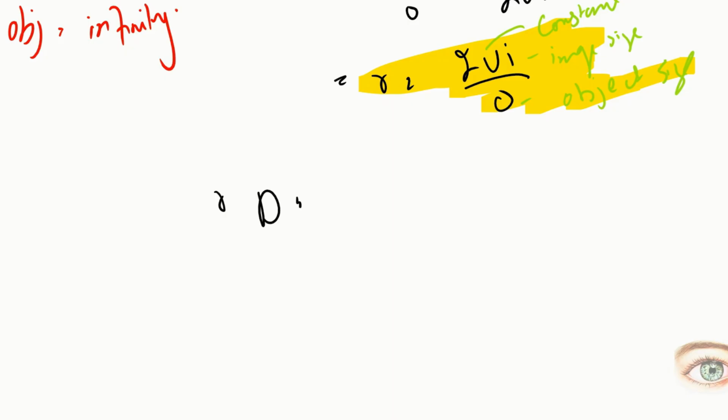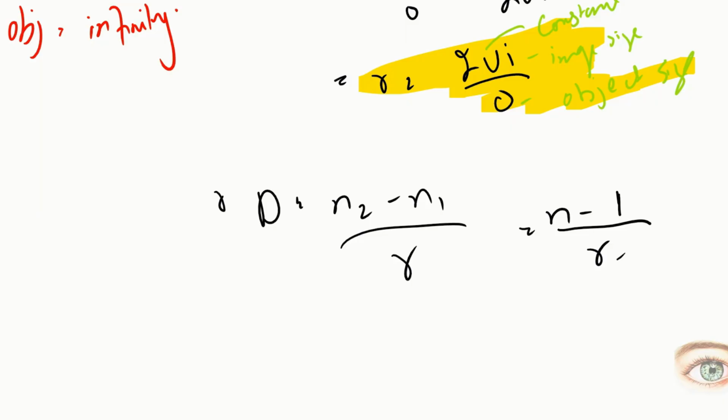which is D = (n2 - n1)/r. So n2 is the refractive index of the second medium, sorry, and n1 is the refractive index of the first medium. If we are talking about the first Purkinje image, this is going to be n - 1, because the first refractive index is the air, of course, and the second refractive index is going to be the refractive index of the cornea, and the radius, right, in millimeters.